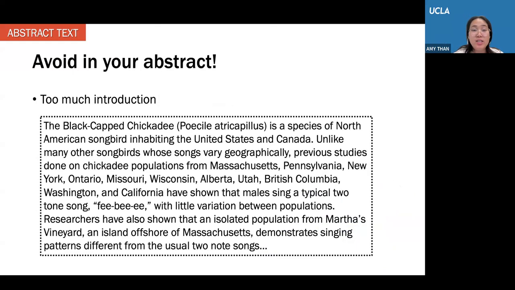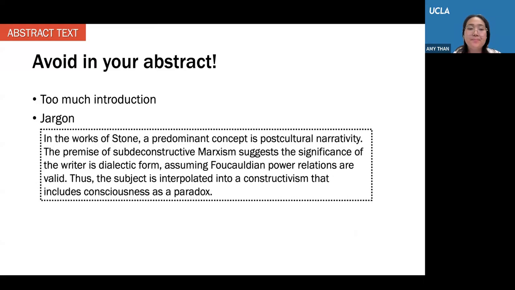You should avoid having too much information. I'm not going to read this, but you can see that this abstract kind of lists out a lot of information. It has a lot of non-essential information. So that's one waste of words because you don't have many words in your abstract, but also it's convoluted and it makes your message a little bit diluted and hard to grasp.